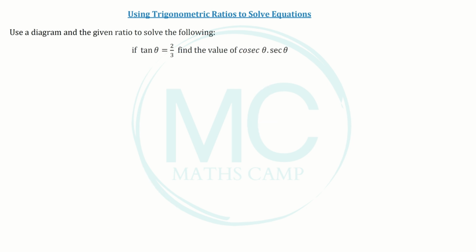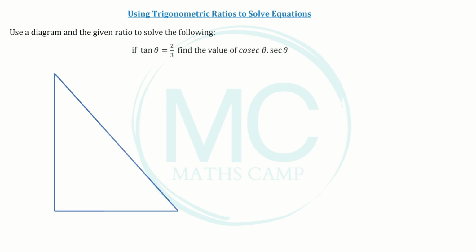Use a diagram and the given ratio to solve the following. If tan theta is equal to 2 over 3, find the value of cosec theta multiplied by sec theta. Again, we need to draw a diagram. So let's draw in a right angle triangle. Let's draw in our right angle over here. Let's put in an angle and call it theta. We know that our hypotenuse is directly across from the 90-degree angle. So let's put an H over here.